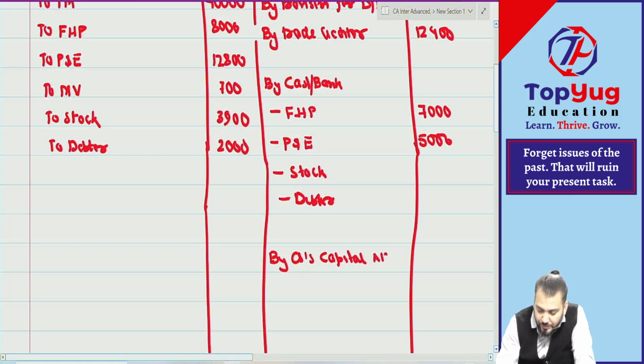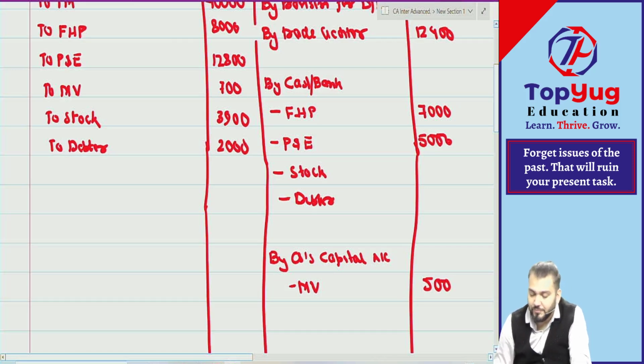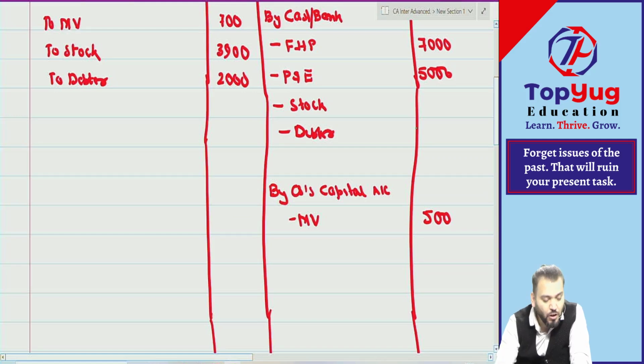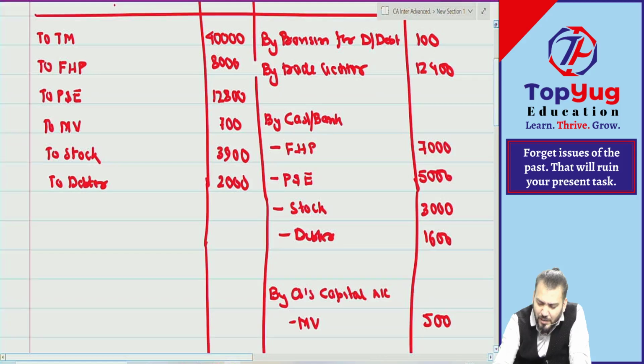What have they taken? Motor vehicle. At what value? Only 500, or just 700 was the carrying amount. I will also take the motor vehicle at 500. Correct. So the second effect we'll do after this. For the stock, how much? 3,000. Debtor how much? 1,600. After this, just check whether you have considered all assets or not.